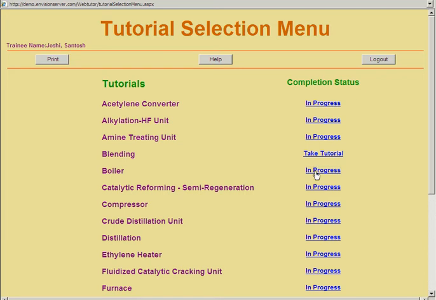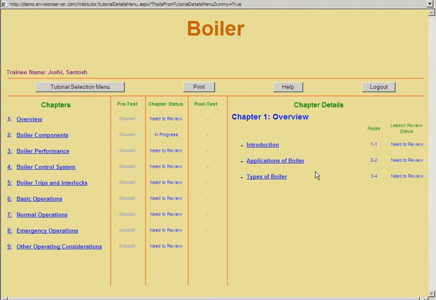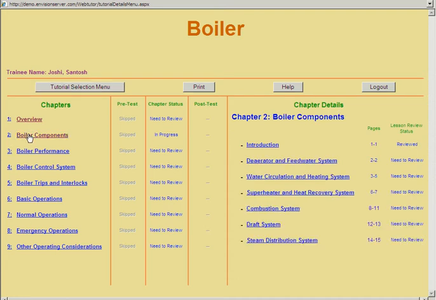So let me take boiler as an example and demonstrate. It has 9 chapters. If I click on the first chapter, it gives me chapter 1 details: overview, boiler components. It goes into details of the components. We're using a drum type boiler, and the purpose is to use it to teach the principles of boilers. It can be used in a refinery, petrochemicals, or power plants, but the principles are the same.